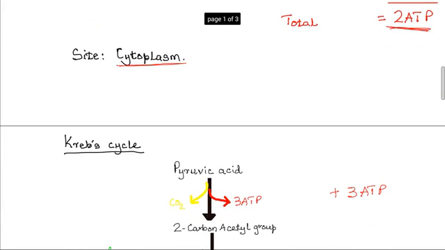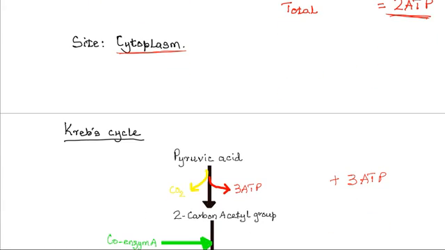The second part of aerobic respiration is known as the Krebs cycle. Now, the fate of the pyruvic acid produced during glycolysis will depend on whether oxygen is available or not. If oxygen is present, the pyruvic acid enters the mitochondrion, where it will be completely oxidized into carbon dioxide and water, releasing more energy through a series of reactions known as the Krebs cycle.